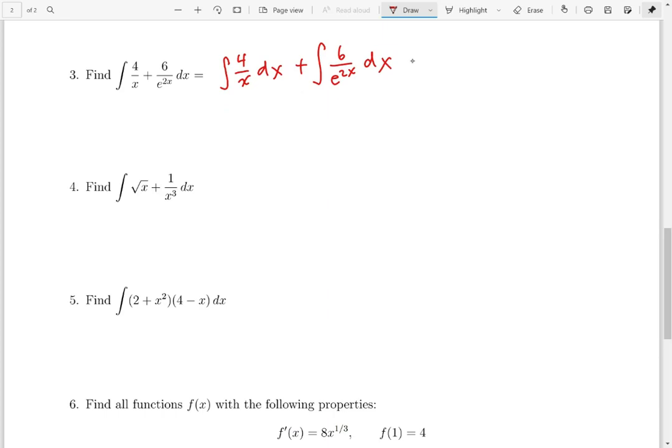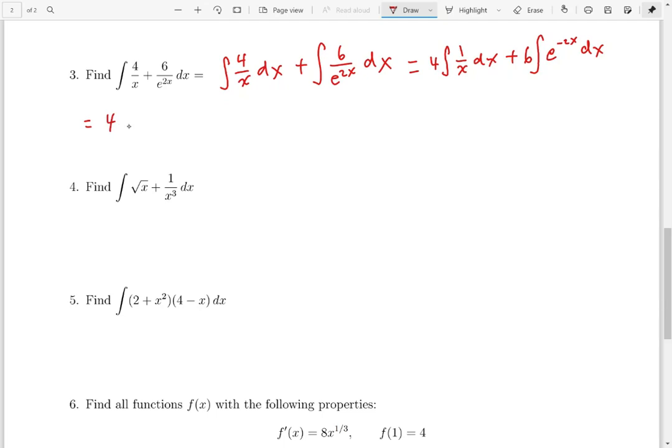And so for that first one, I can pull the 4 out, so that's really 4 times the integral of 1 over x dx. Plus, I can pull the 6 out front, so that's 6 times the integral of 1 over e to the 2x. But if it's e to the 2x in the denominator, that's the same thing as e to the negative 2x dx. So now it's in the numerator instead of the denominator, which is really what we need, because then we can use our formulas. So this is then going to be 4 times the integral of 1 over x.